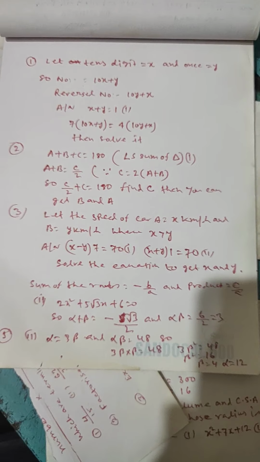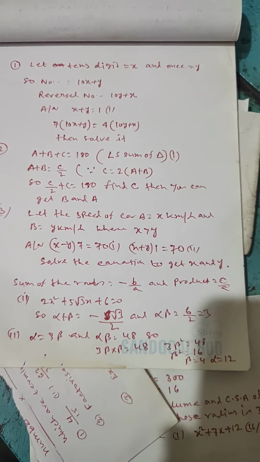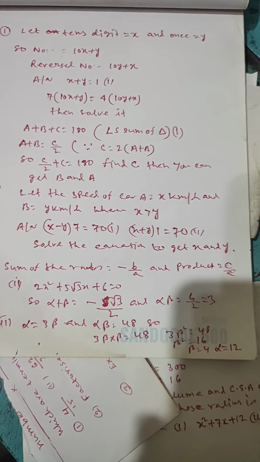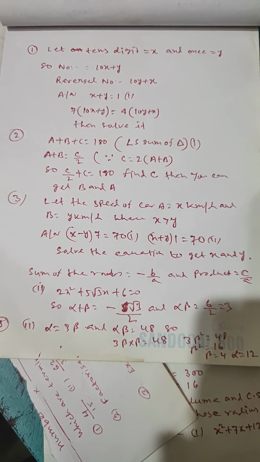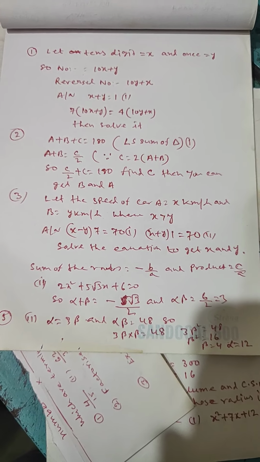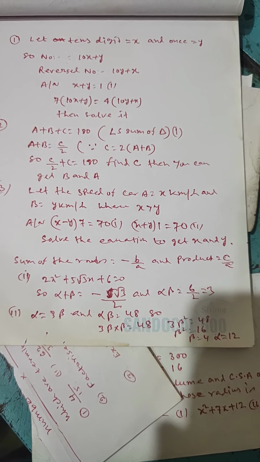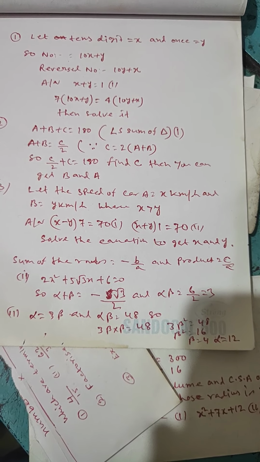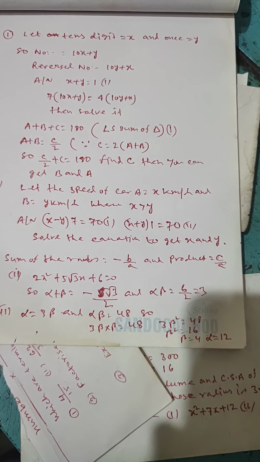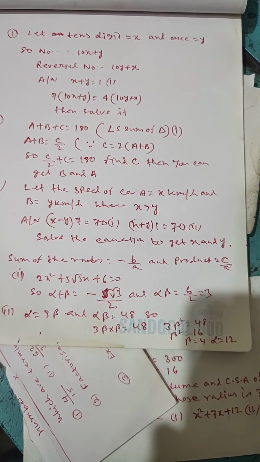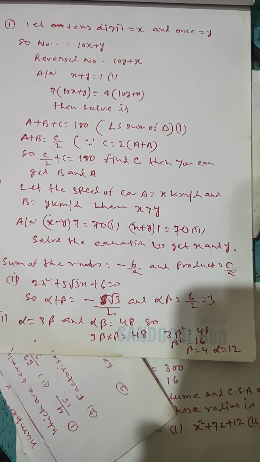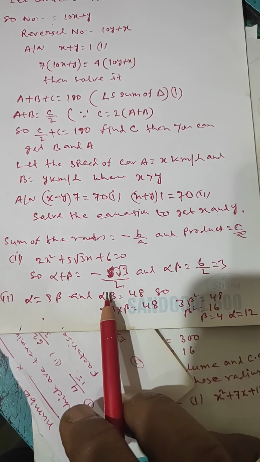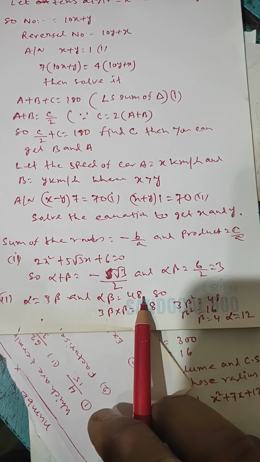Last sum, number 5th. I am doing the last part of the sum, number 2 question. Number 5 second question. Alpha is given equal to 3 beta and alpha beta is given 48. So in place of alpha you can put 3 beta. You can see alpha beta is equal to 48.